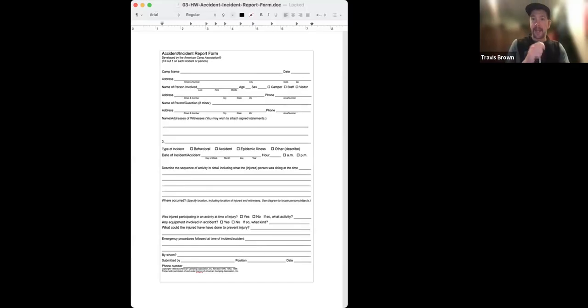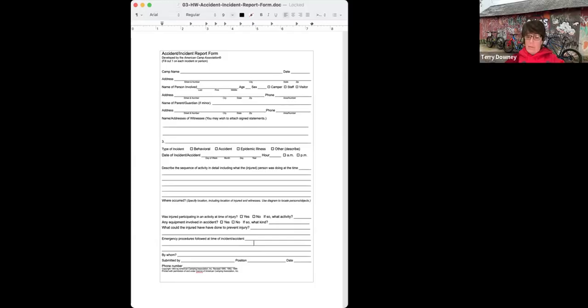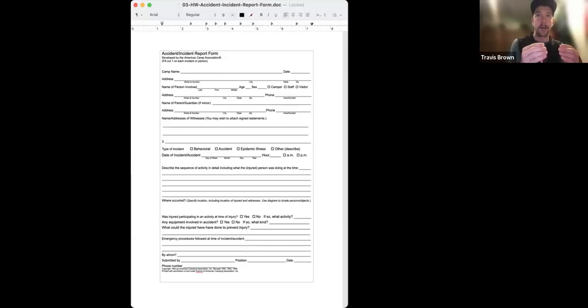Excellent. Any questions or additional thoughts on the incident report form? What about pictures? There are ways of having digital incident report forms for sure. Pictures can help to support your case, and can help to support you as a coach.